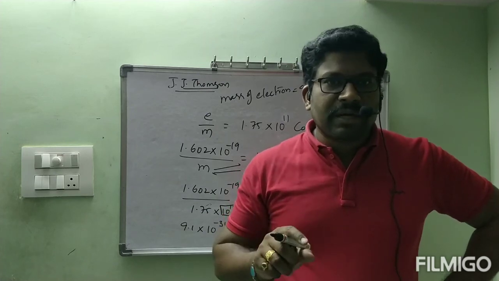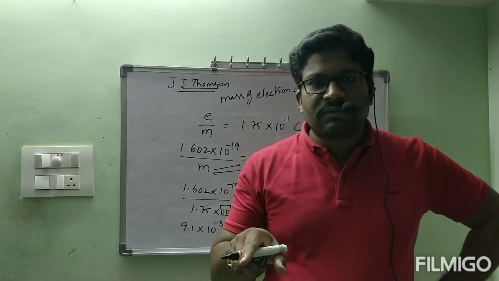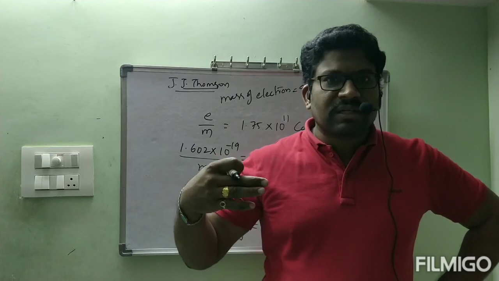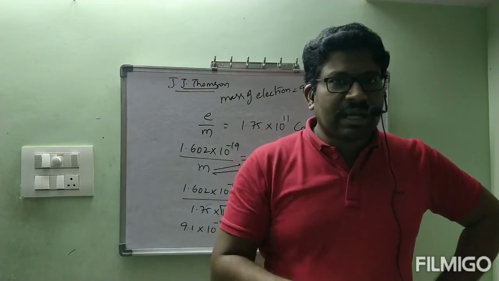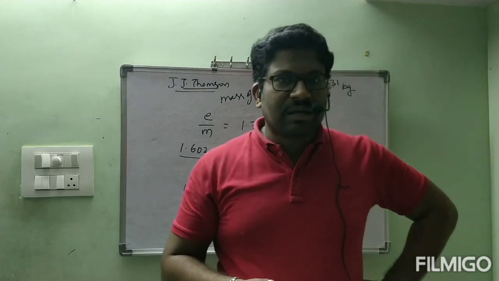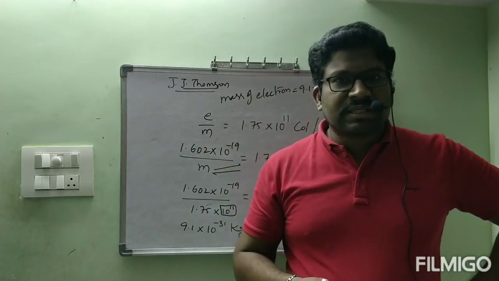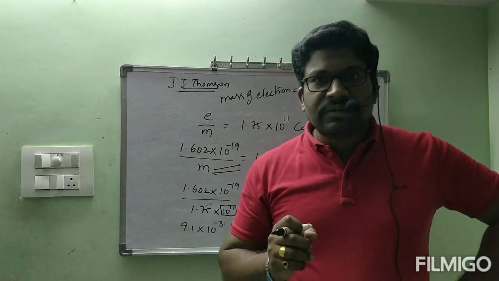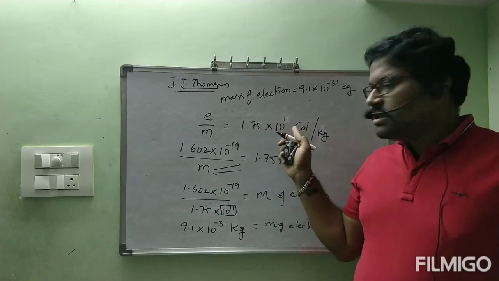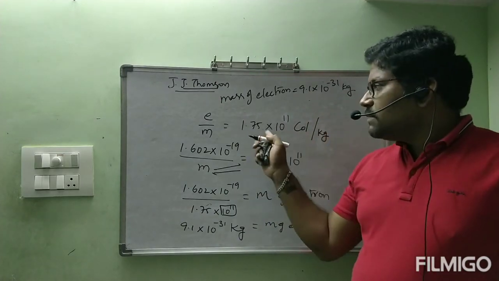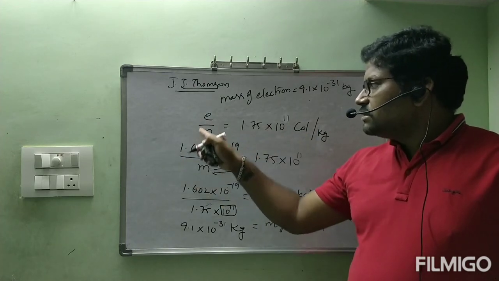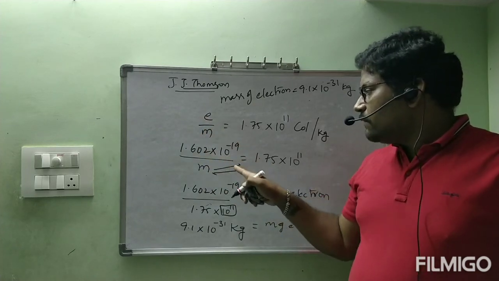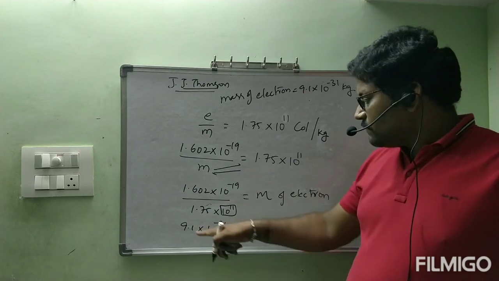Next, we started with the e/m ratio calculation. The diagram I have drawn, it was discovered by J.J. Thomson. Depending on the deflection in the presence of electric field, magnetic field, and both electric and magnetic field, the scientist calculated the e/m ratio of cathode rays. We got the value as 1.75 into 10 power 11 coulombs per kilogram. By using this e/m ratio value and the charge value, which is obtained from Millikan's oil drop experiment, 1.60 into 10 power minus 19, we did the calculation and got the mass of electron.